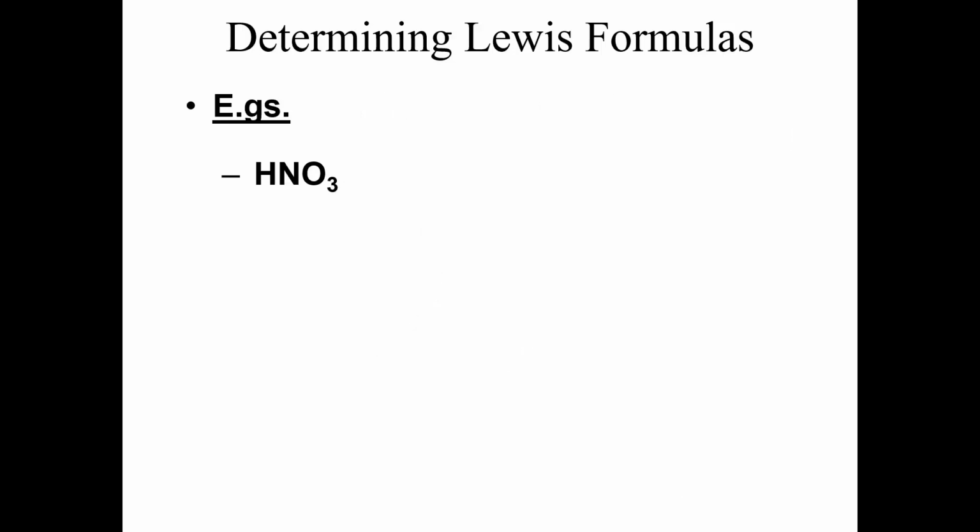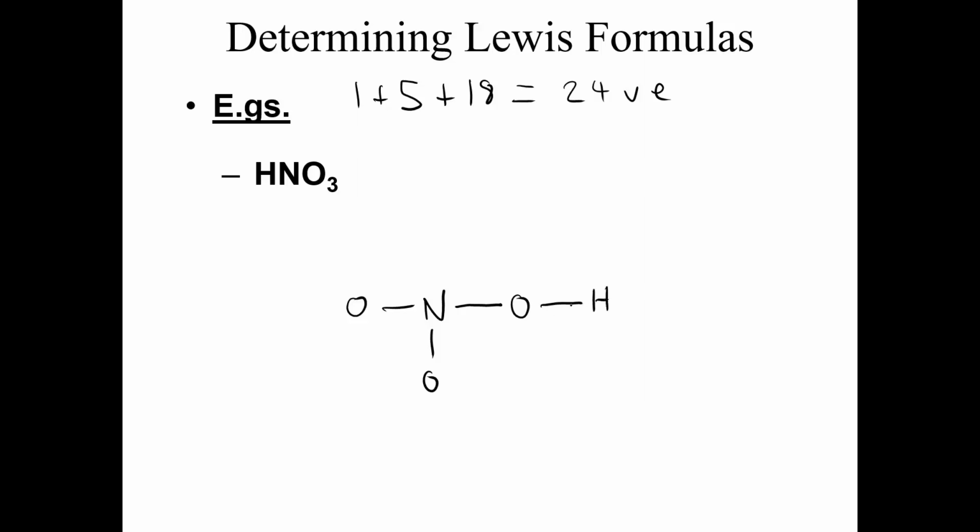Here's another example, HNO3. We have 1 for hydrogen, 5 for nitrogen, and 3 times oxygen, which is 6, is 18. So that's 18 plus 6, which is 24 valence electrons. I'm going to put the nitrogen in the center, and I'm going to have an oxygen and an oxygen and an oxygen. And yes, you can put a hydrogen there on the center, but you're going to run into trouble, right? So I'm going to save us the trouble, and I'm going to put the hydrogen there.